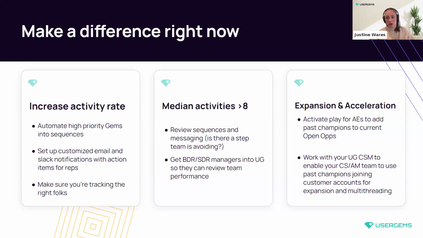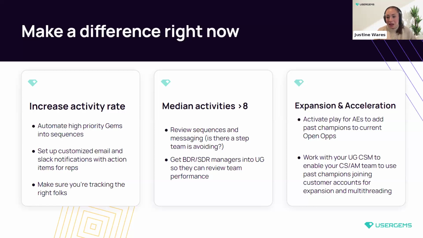A few takeaways that could in theory be easy to act on right now: go through your analytics and increase your activity rate if needed. A way to do this would be to automate high priority gems, like the ones Jordan showed, which were past buyers or closed-won opportunity contacts that join a target or key account. Make sure you use the Slack notifications we have out of the box so the reps are notified that they have job changes.